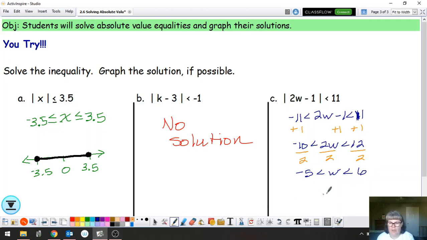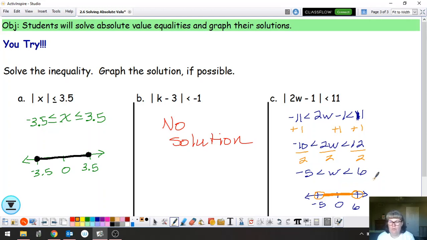And then we can write our graph. -5 is the smaller number, it goes on the left. 6 is the bigger number, it goes on the right. We are not including either of the numbers, so those are open circles on the -5 and 6. And we're talking about all of the numbers in between, so we are connecting those circles. And that would be the graph of that solution.